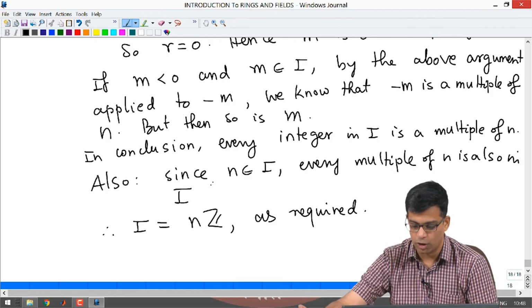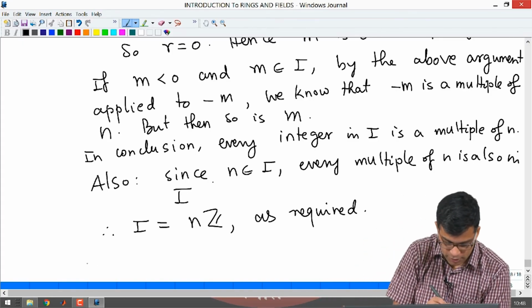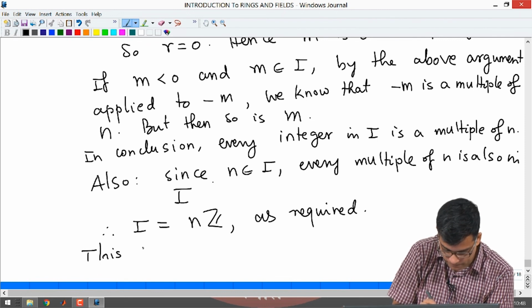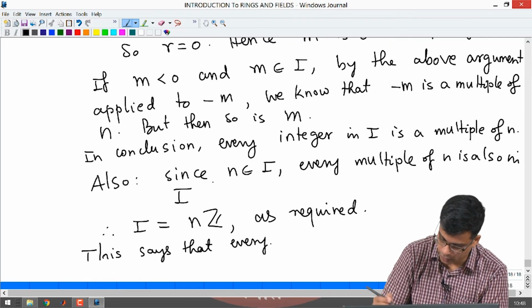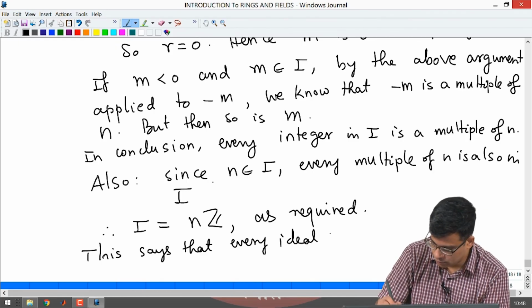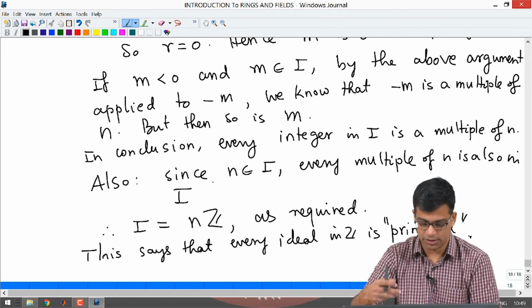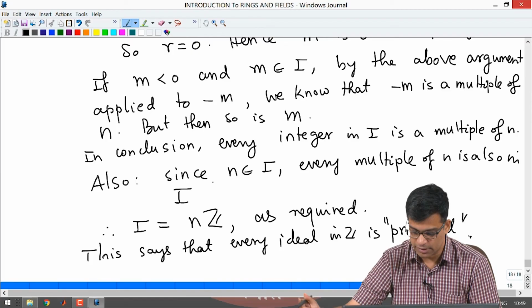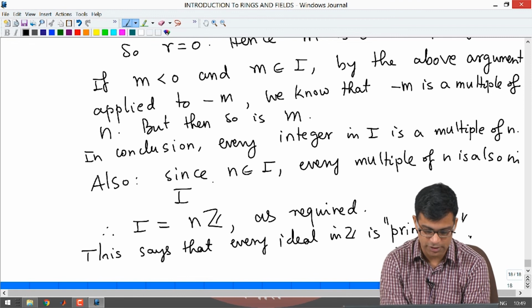So, we are going to talk more about generators of ideals later and talk about principal ideals. This is just a preview of what I will do next. Every ideal in Z is principal. So, principal ideals are ideals generated by a single element. I have said that every ideal in Z is a principal ideal generated by a non-negative integer n.